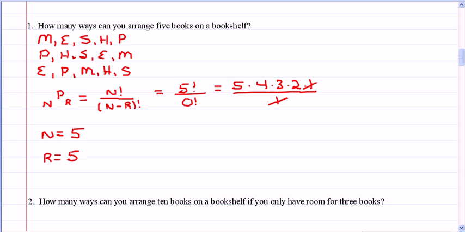So our 1's cancel, and we're left with 5 times 4 times 3 times 2, and if we multiply 5 times 4 times 3 times 2, we get 120. So we have 120 different ways that we could arrange the books on a bookshelf.